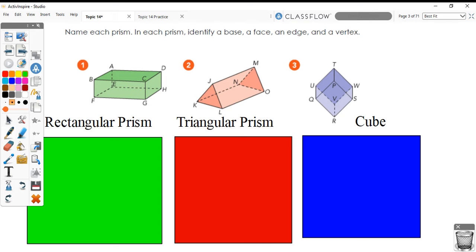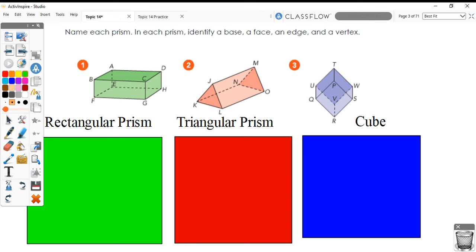So, as we look at the bottom of the page, it's asking you to name each prism, and within each one of them, identify a base, identify a face, an edge, and a vertex. Okay, so those right there are the names of these three things. The first one is a rectangular prism, second one's a triangular prism, and the third one is a cube. So a cube is just the shorthand for a square prism. Okay, it's where all of the bases and the faces are the same size of square.